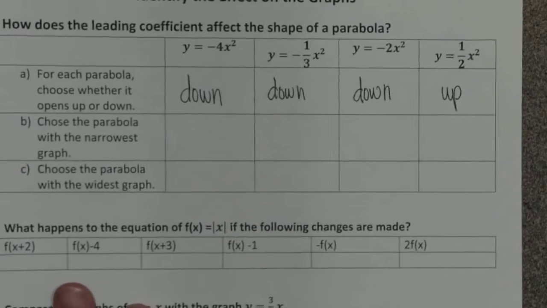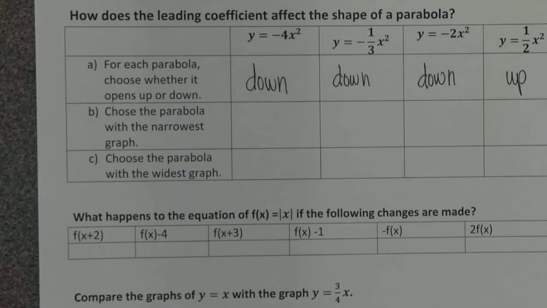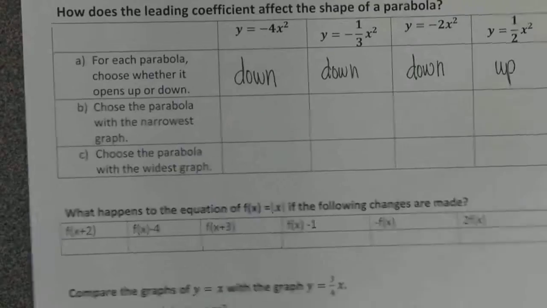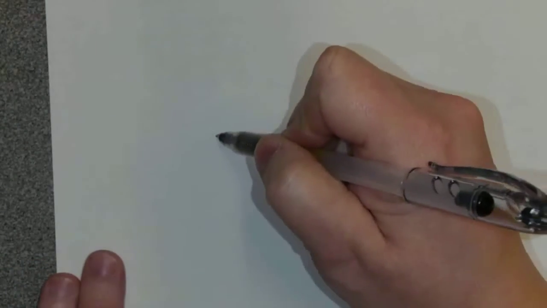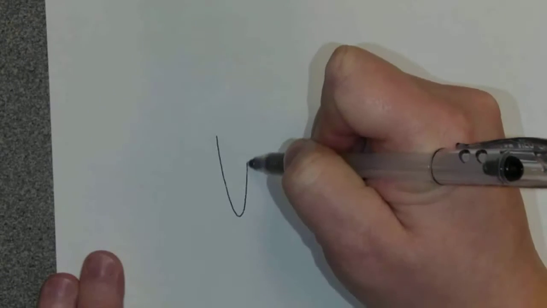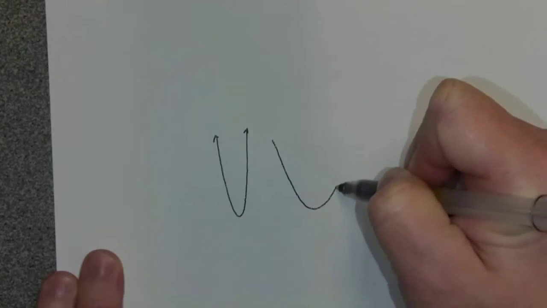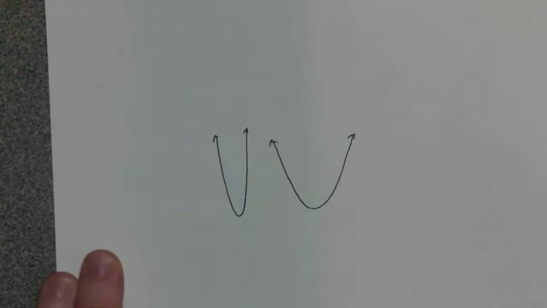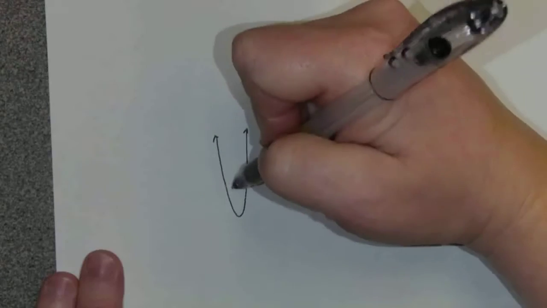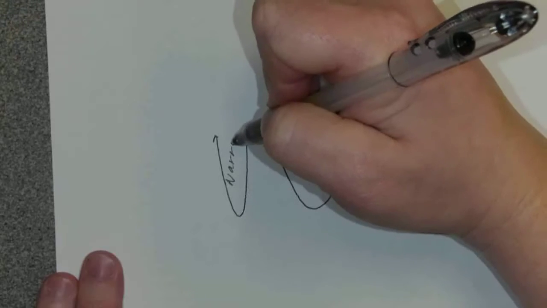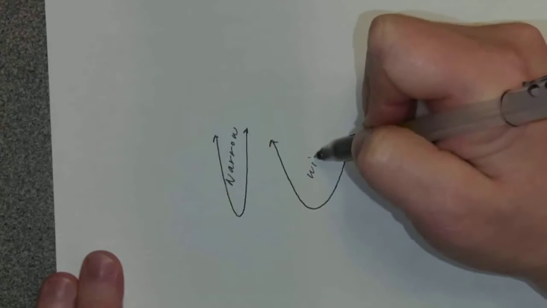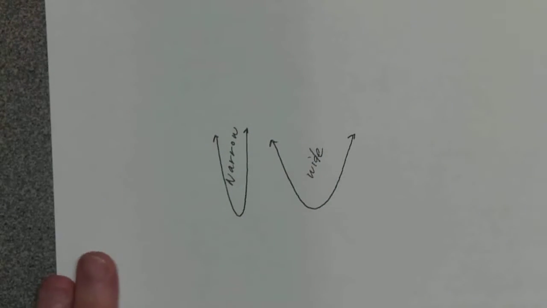Now the next two questions say, choose the parabola with the narrowest graph and choose the parabola with the widest graph. So I want to flip my paper over for just a minute and show you what narrow and wide means. Do you guys agree that this would be a narrow graph and this would be a wide graph? Yes? Okay. How do I get my graph to be narrow like this, and how do I get my graph to be wide like that?